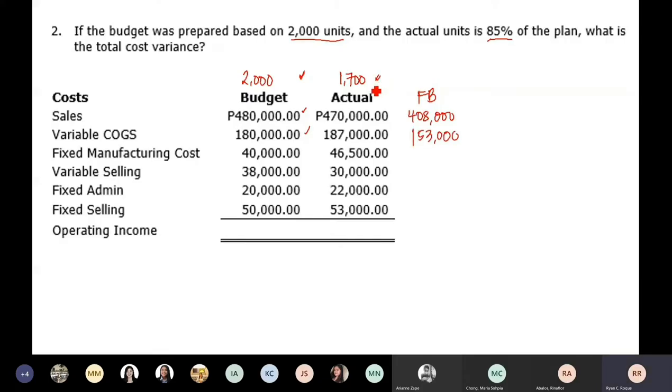Multiply na 1.7, syempre hindi kasi ito ay fixed. So ito ay 40,000. Okay, yung variable selling natin 38,000 times 85%, the answer is 32,300. The fixed admin is 20,000. Tapos ang fixed selling natin ay 50,000. Ayan, so 50,000. Ang tinatanong ay total cost variance or total spending variance.